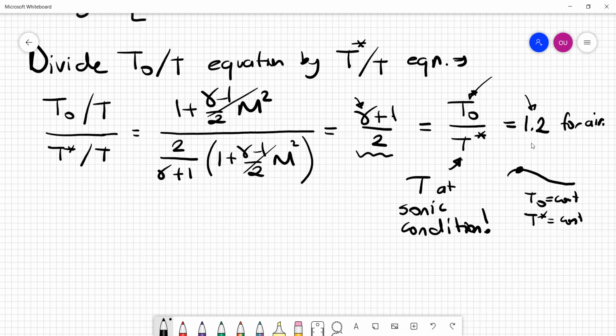Good. In the T star over T equation, is it 2 over gamma plus 1 or minus?